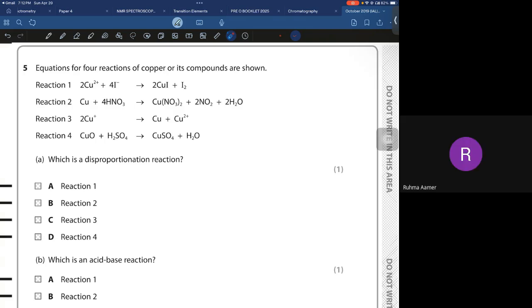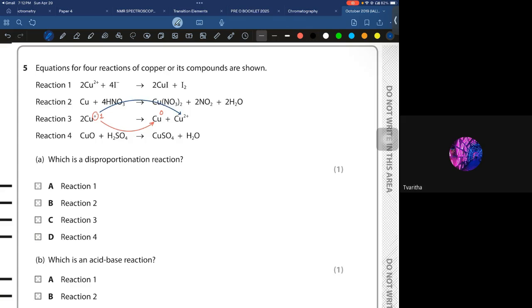Disproportionation reaction. Reaction 3? So reaction C. Reaction 2? Okay. Do you know what a disproportionation reaction is? Disproportionation means that the same species, the same substance, is both oxidized and reduced. If you look at option C, copper is plus 1, and it's changing from plus 1 to 0, and then it's changing from plus 1 to plus 2.